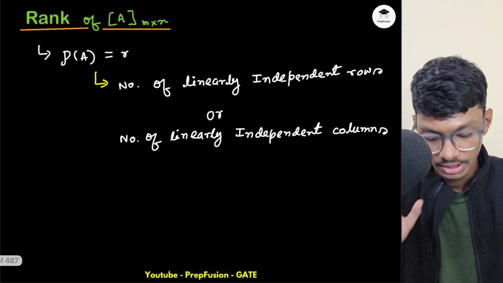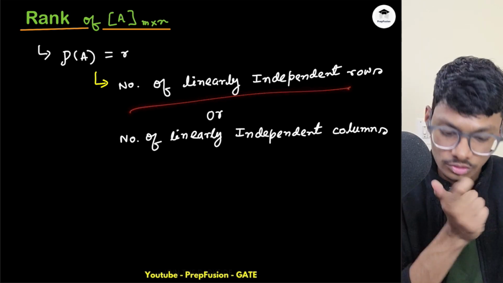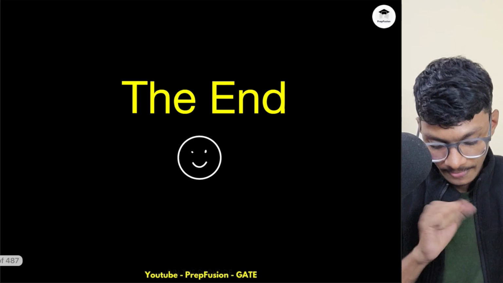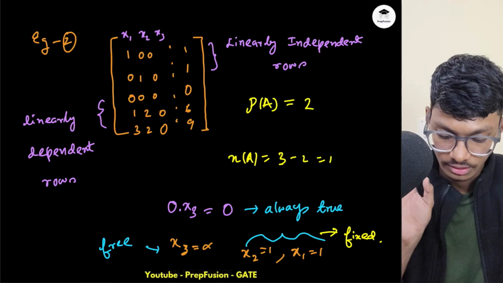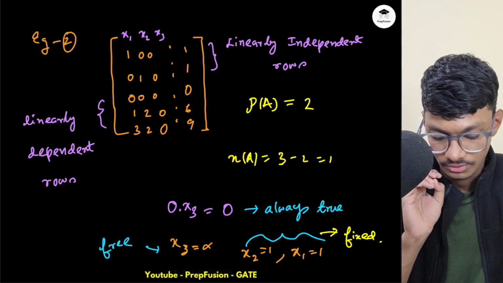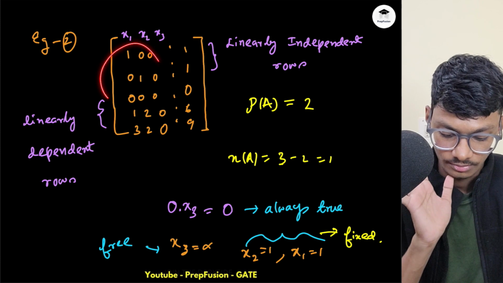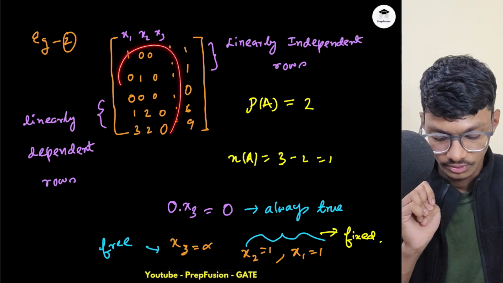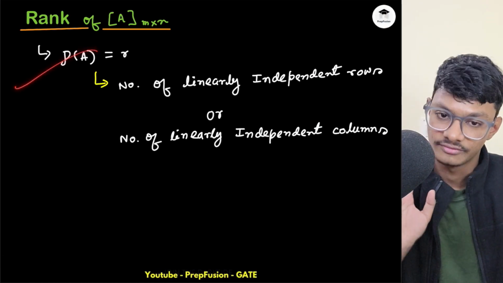Let's start our lecture. As I told, rank can also be defined as the number of linearly independent rows or the number of linearly independent columns, whichever one is correct. You can do it in terms of columns also. The number of linearly independent rows and columns will always be the same. You can check which columns are independent here and do it for yourself. So that is the definition of rank.